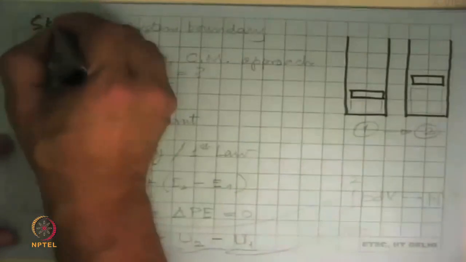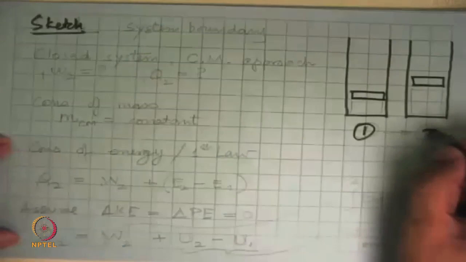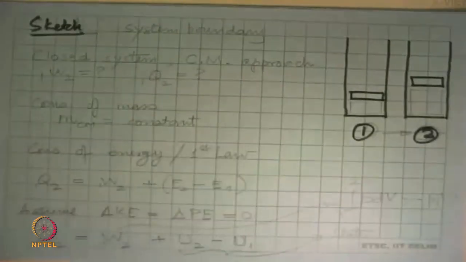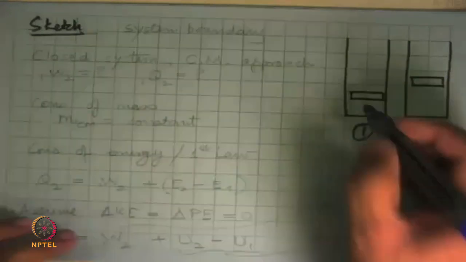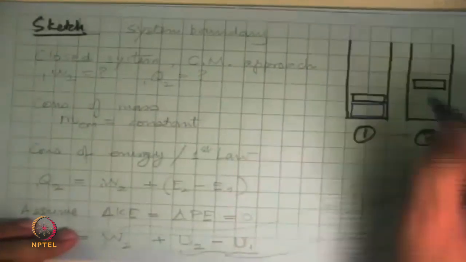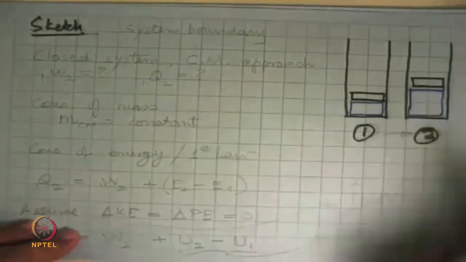The process of solving problems should begin always by making a sketch and defining the system boundary. So that's the sketch in state 1. This is the sketch in state 2. And where's the system boundary in this? The system boundary here is this one, and in state 2, the system boundary became like that.